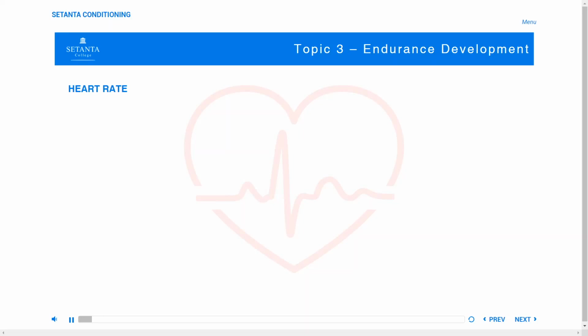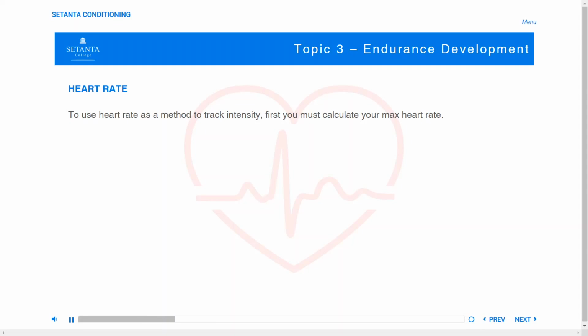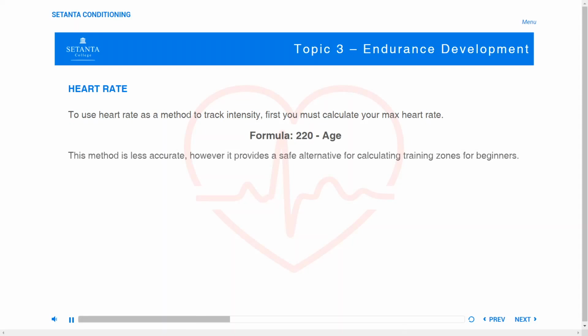Heart rate. Typically, heart rate is used to monitor intensity during cardiovascular training. To use heart rate as a method to track intensity, first you must calculate your max heart rate. This can be calculated using a maximal test or by estimating it using the formula 220 minus your age. This method is less accurate, however, it provides a safe alternative for calculating training zones for beginners.